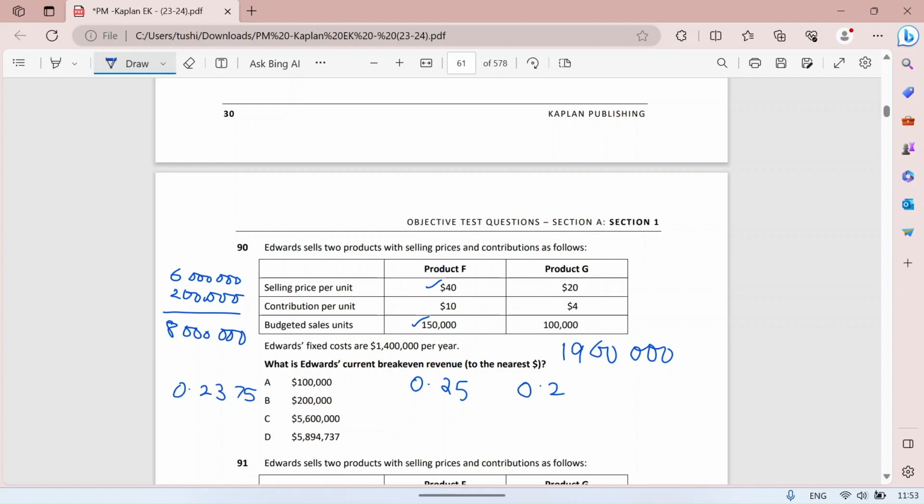Now with this you will find out your break even revenue. Break even revenue will be your fixed cost divided by the average ratio that we have just worked out. So fixed cost is 1.4 million. If I just divide 1,400,000 by 0.2375, this will give me my break even revenue, and this comes out to be option D, 5,894,737.